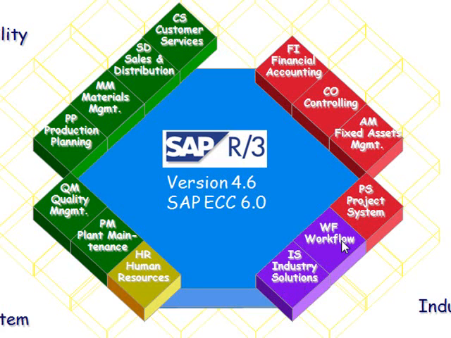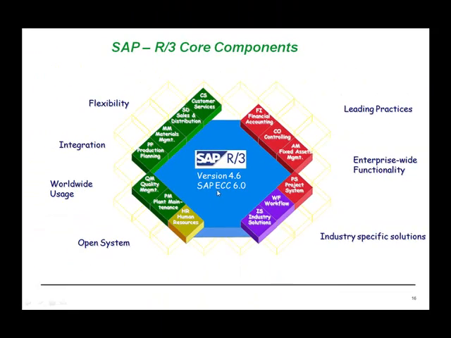Workflow is an email system within the SAP software. Production planning, PP. Materials management, MM. Purchasing and inventory management is what SAP calls MM, or materials management. Sales and distribution, SD. Customer service is part of SD, but it's called out separately because it's kind of unique. Quality management, plant maintenance, HR. So these are some of the modules that are offered within the core SAP software called ECC.